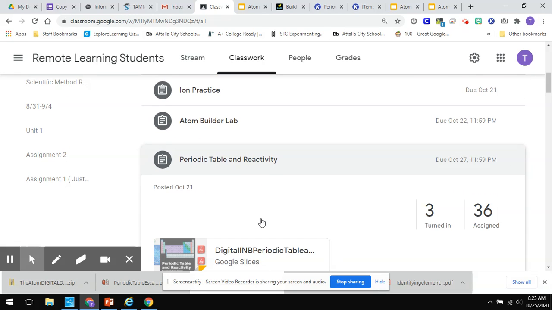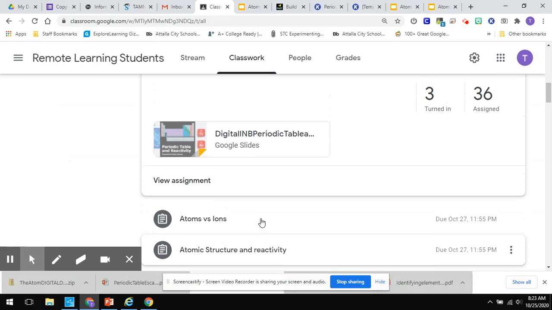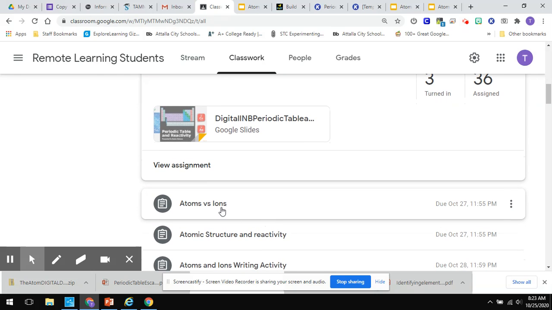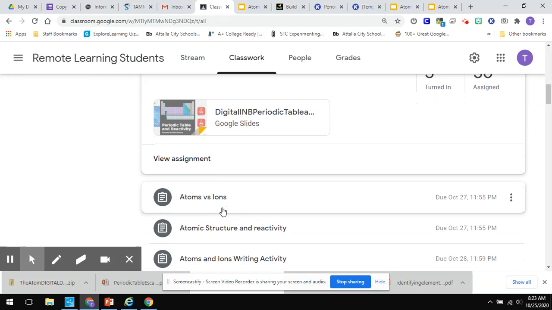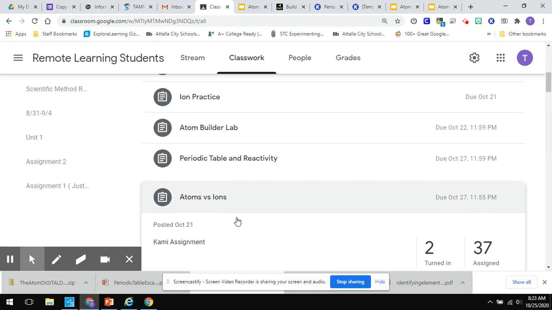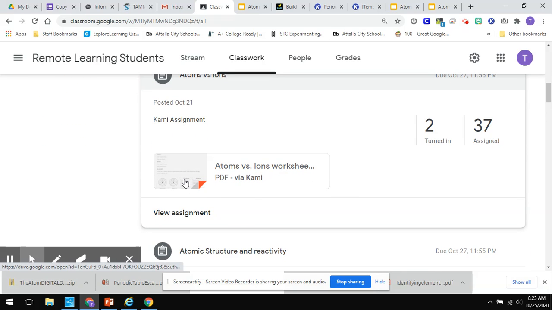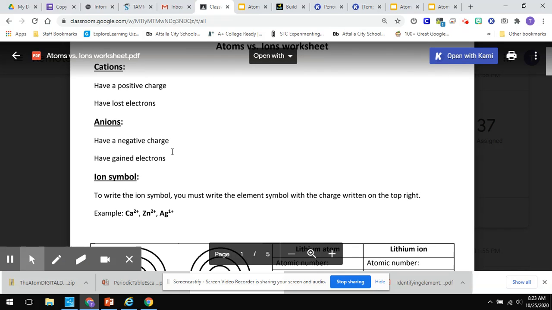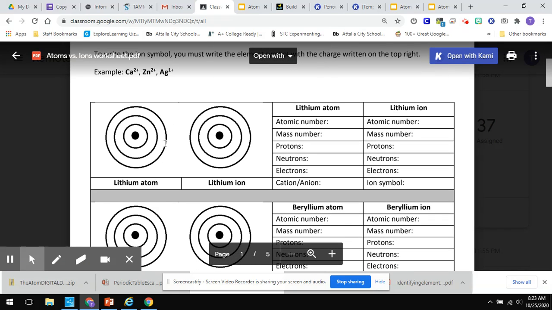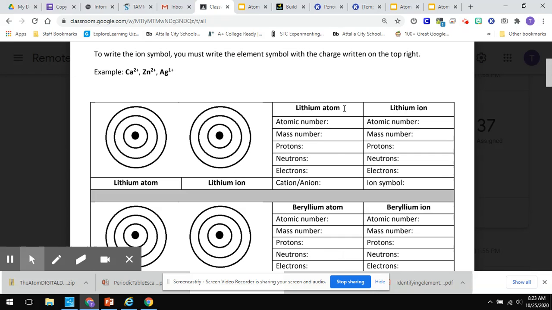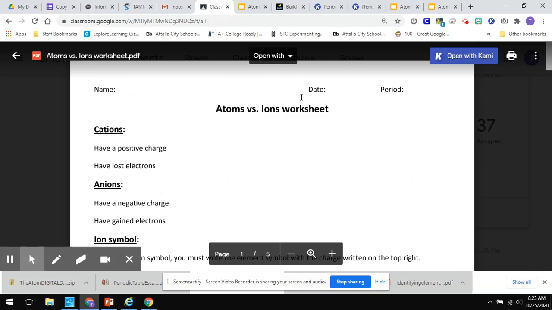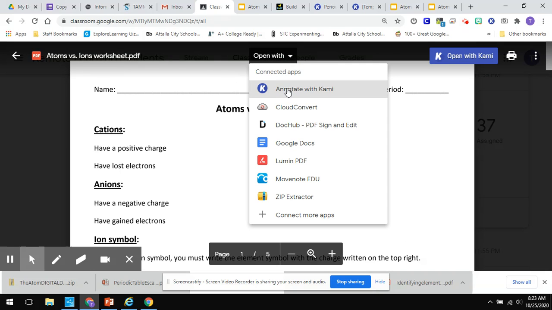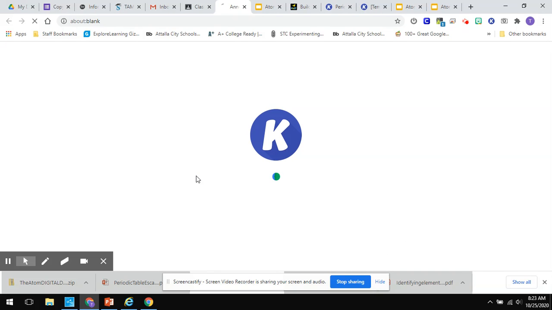Periodic table and reactivity. This is just another little assignment, nothing majorly different. Ions versus isotopes. This is just for this one. It goes through what a cation and anion is again. You will diagram it as an atom. You'll diagram it as an ion, and then you'll go through this. I could do one of these with you guys real quick for those of you that want to stay on the video long enough to see this.